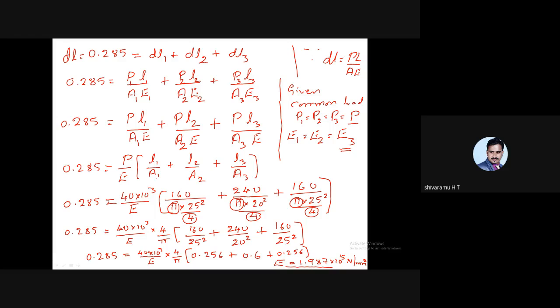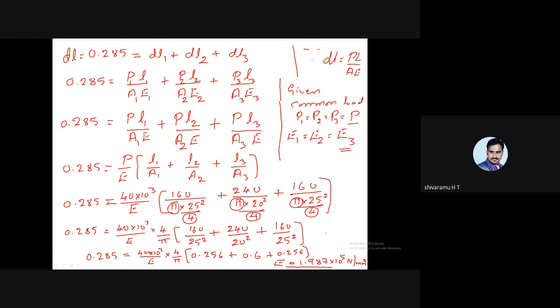Length is given and area we can find out. Whenever the diameter is given, you can take area of cross section as pi d square divided by 4. For section 1 the diameter is 25, for section 2 the diameter is 20, and for section 3 the diameter is 25. After substitution, we finally got Young's modulus for the tested material as 1.987 into 10 power 5 Newton per square millimeter.